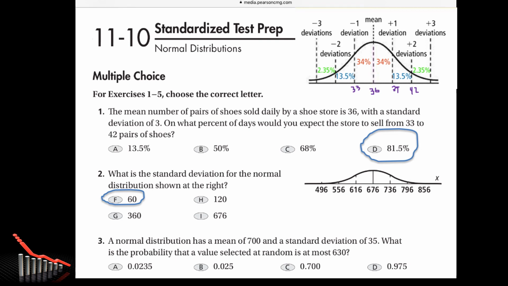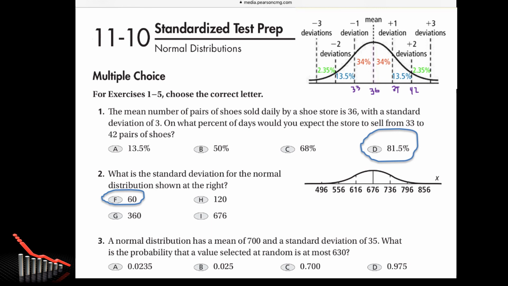All right, let's go to number 3. A normal distribution has a mean of 700 and a standard deviation of 35. What's the probability that a value selected at random is at most 630? What does that mean, at most? Well, it means we want to get 630 or less. At most doesn't say at least, it says at most 630. So I need the left of 630.